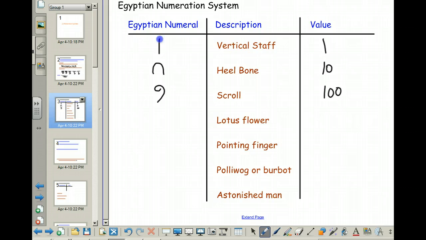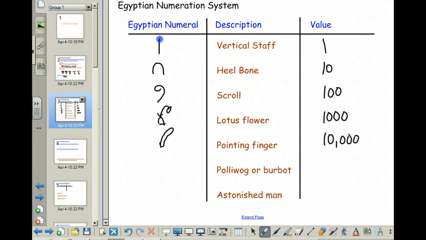Lotus Flower's got to be my favorite because I don't draw well, and it looks something like this. Lotus Flower. What's its value? A thousand. The pointing finger looks something like this, like your pointing finger. And it's 10,000.